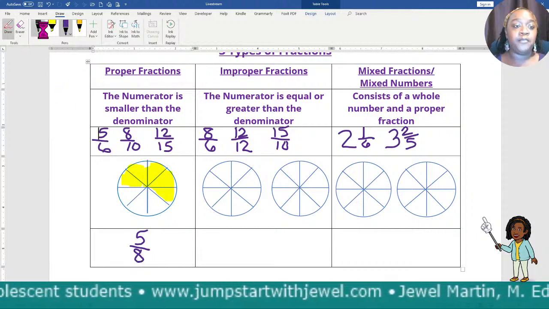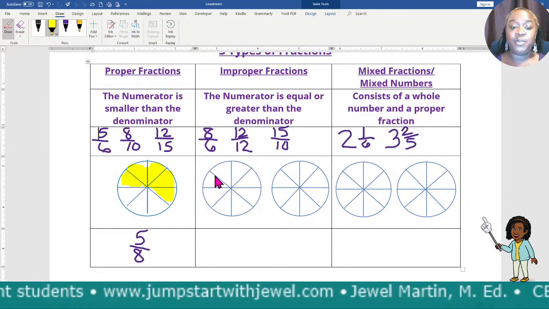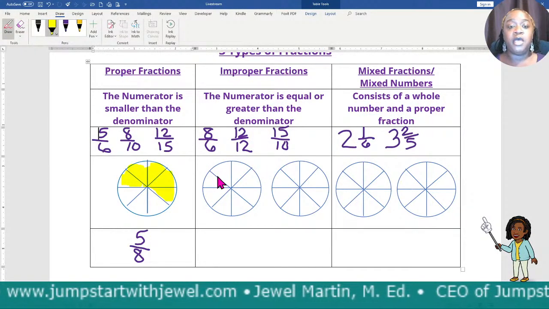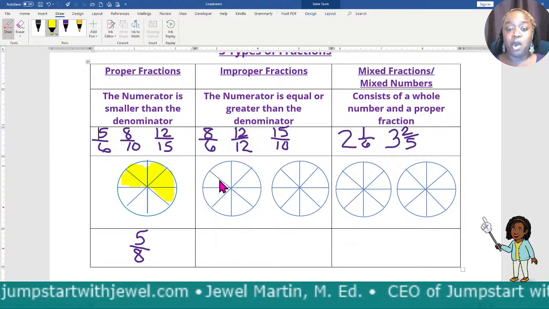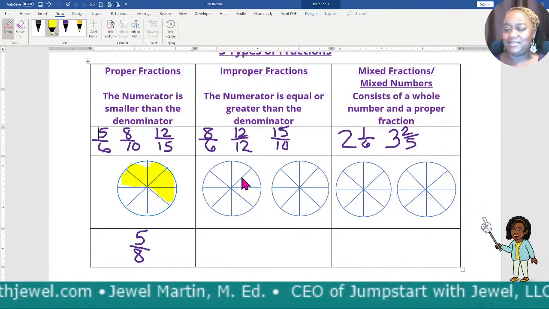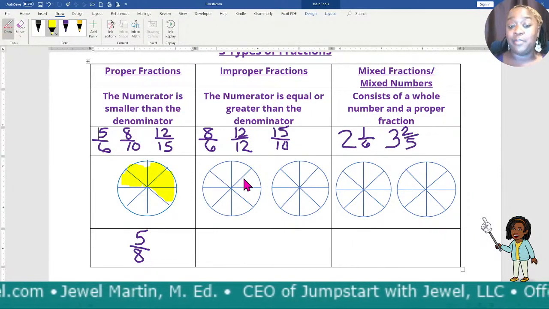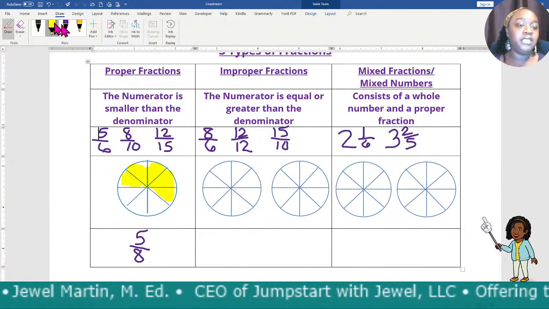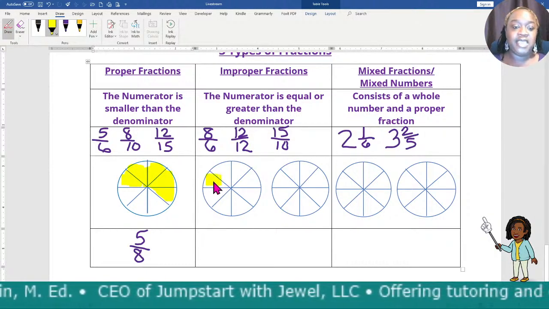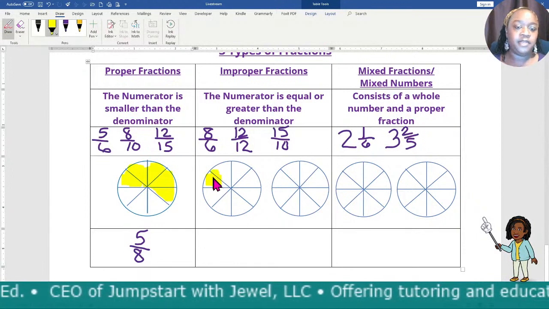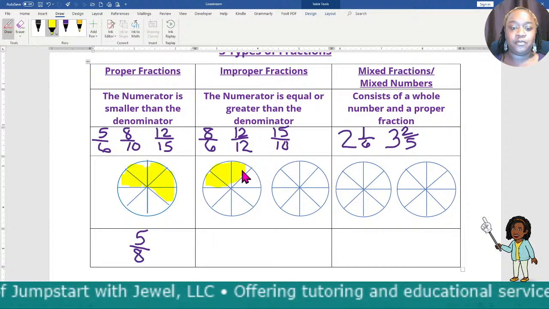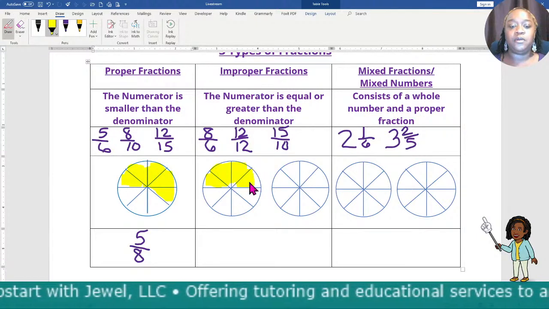Okay. I'm going to go over here to my next one. Now this is the improper fraction. This is the one where the denominator is smaller than the numerator. The numerator is bigger. It's almost like it's reversed. It's improper again. It doesn't make sense, if you will. So let's say I'm going to make this 12. I'm going to show you guys something. 1, 2, 3, 4.